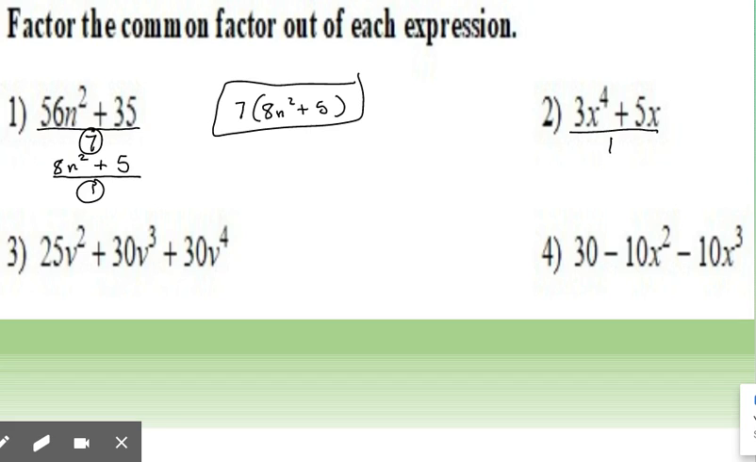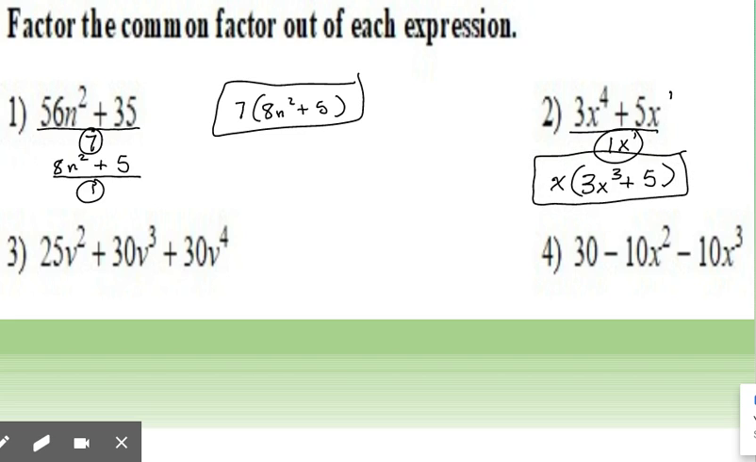Okay, look at the variables. We have x to the fourth and x to the first. The smallest one is x to the first, so I'm going to divide that out. So that's going to leave me with 3x to the third plus 5. That goes in my parentheses. X goes on the outside. Now, if you wrote it as 1x, I'm not going to complain, but that's how it should be written.